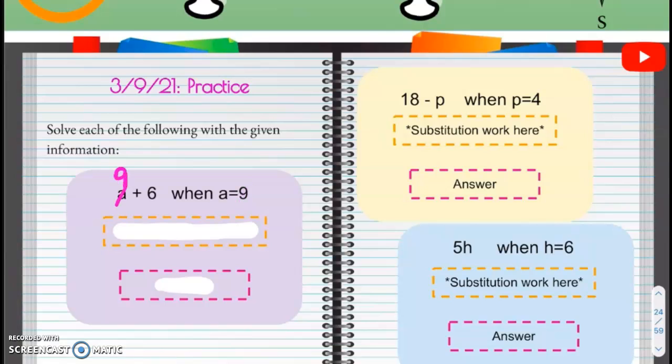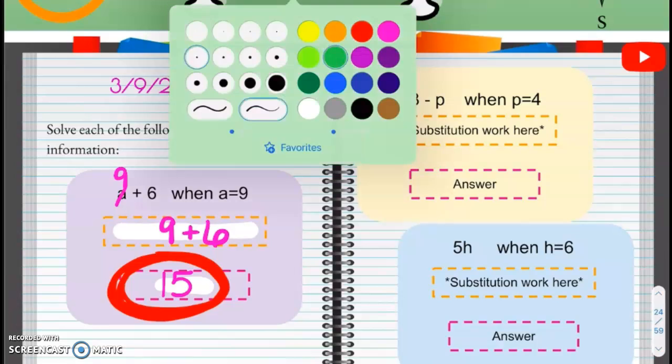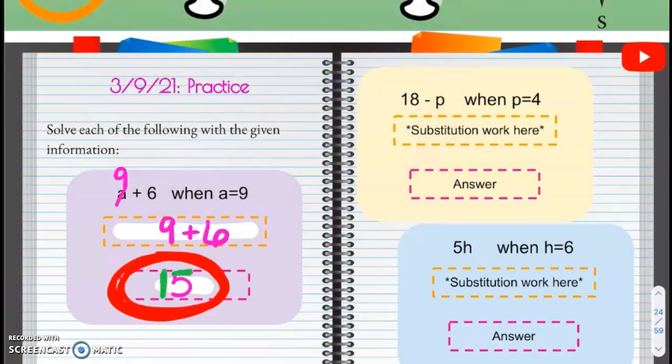So it's going to be 9 plus 6. All right, so what is 9 plus 6? Hopefully you get 15. 15. That's it for that first one. All we're doing is substituting it in. We're putting a replacement. Let me put it in green so we can see a little better. There we go. Much better.